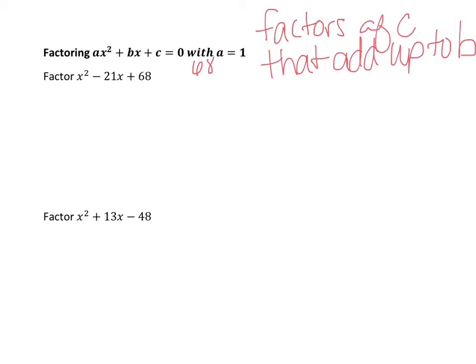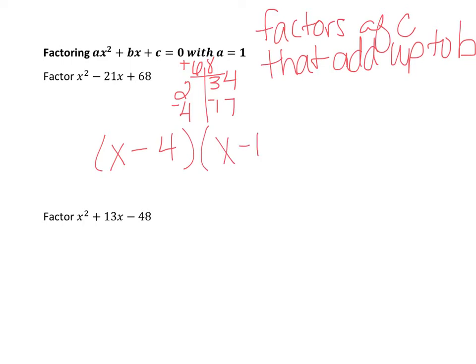So how can I get 68? Well, for starters, I can do 2 and 34. That's not going to get me anywhere near 21. So it's not divisible by 3. Maybe it's divisible by 4. 4 and 17. That's going to get me to 21. How? Well, they're both going to have to be negative, and it still multiplies to give me a positive. So x minus 4 and x minus 17.